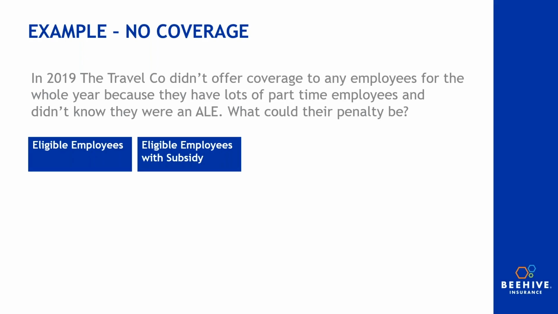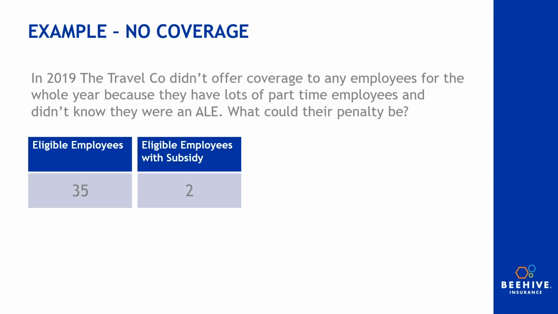So first, let's look at the number of eligible employees and how many received a subsidy, because again, remember, at least one person must receive a subsidy in order for any penalty to apply. So in 2019, they had 35 eligible employees and 2 received a subsidy.